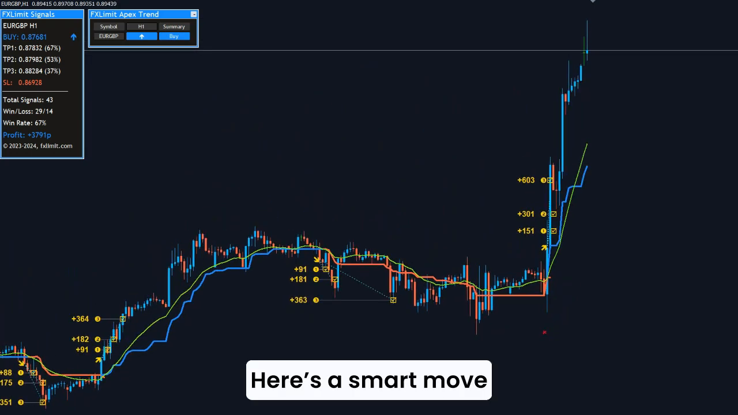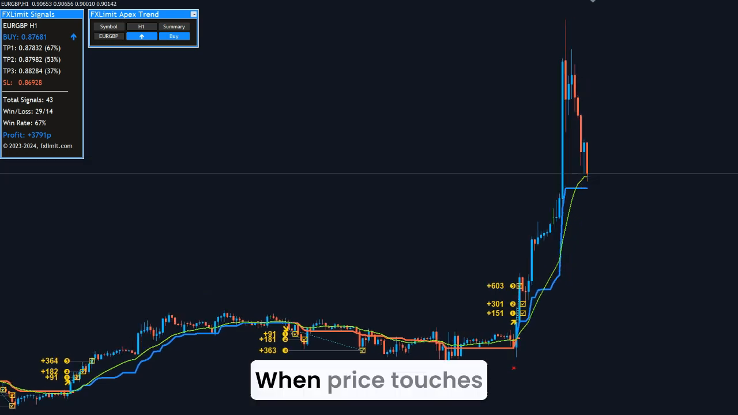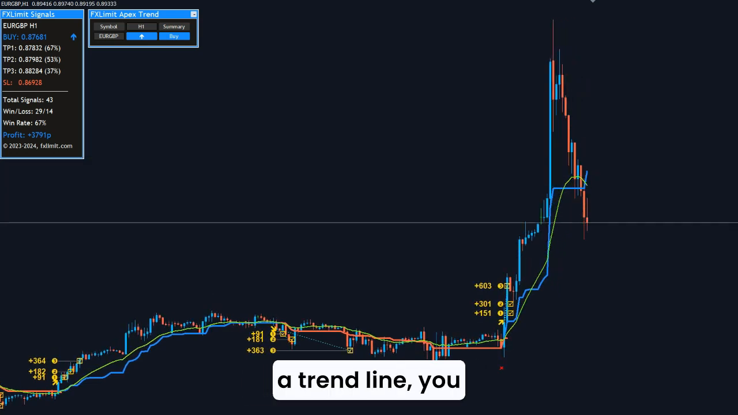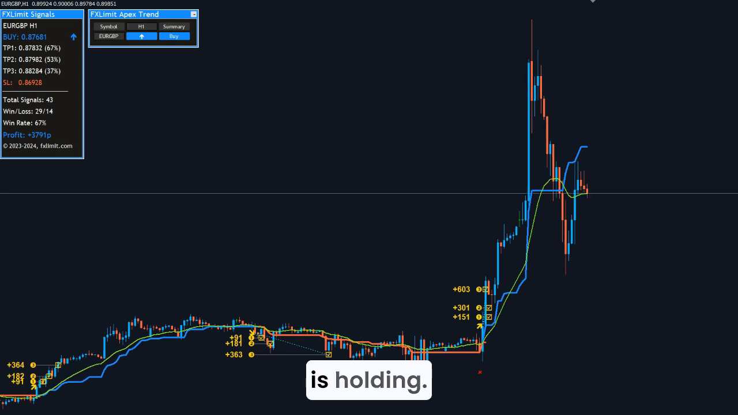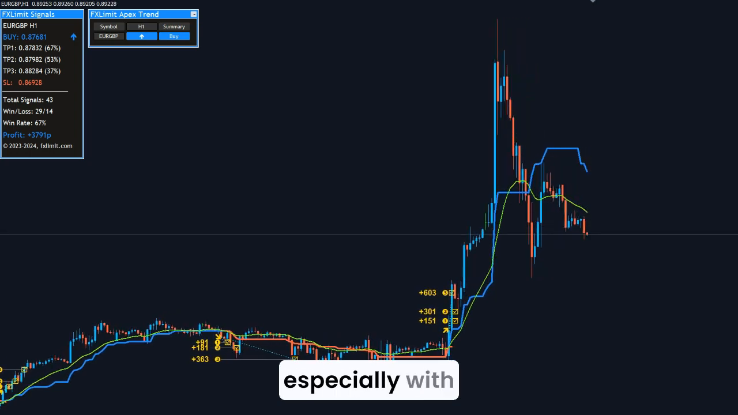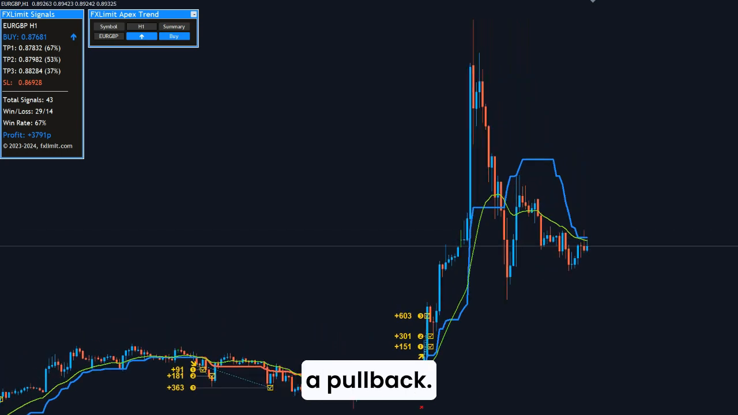Here's a smart move. Use trend lines as dynamic support and resistance. When price touches a trend line, you watch how it reacts. If it bounces, that's confirmation the trend line is holding. If it breaks, especially with volume, it could signal a trend reversal or at least a pullback.